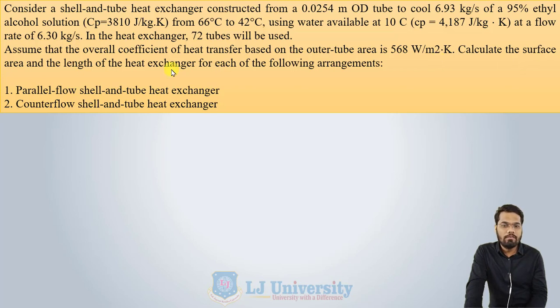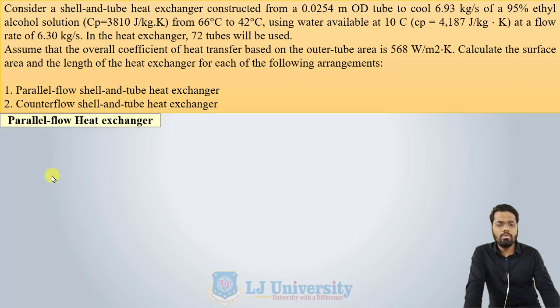Now calculate the surface area and the length of the heat exchanger for each of the following arrangements. First we have to consider the parallel flow shell and tube arrangement, and then the counter flow shell and tube heat exchanger. For both we have to calculate the surface area and the length of the heat exchanger required. So first we will calculate for the parallel flow heat exchanger.